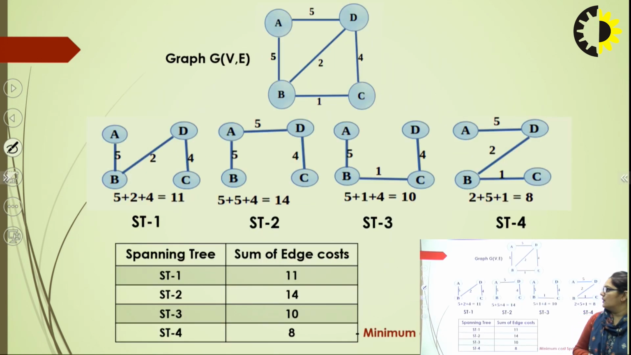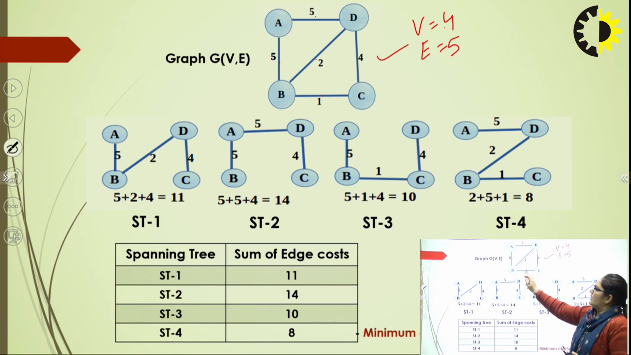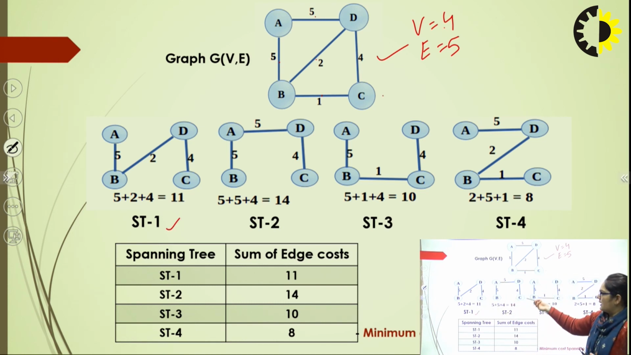So let's understand it with an example. This is a weighted graph in which we have 4 vertices A, B, C and D, and the number of edges are 1, 2, 3, 4, 5. 5 edges are there having different weight or cost values. For this particular graph we can have, suppose, spanning tree 1, another possibility spanning tree 2, another spanning tree, this is 3 and this is spanning tree 4.